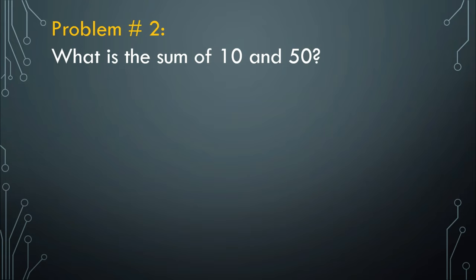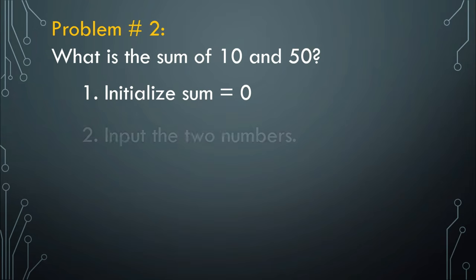So, hinihingi ko lang yung sum ng 10 tsaka 50, which is 60, di ba? So, algorithm, bubuo tayo ng algorithm. Initialize sum is equals to 0. Kaya ko sinabi yan kasi wala pa tayong sagot. Hindi pa tayo nag-add. So, ang initial, ang variable ko na sum is equals to 0. Then, input the two numbers.